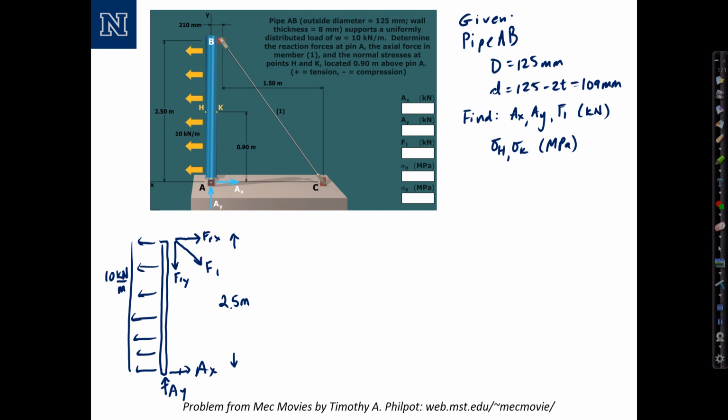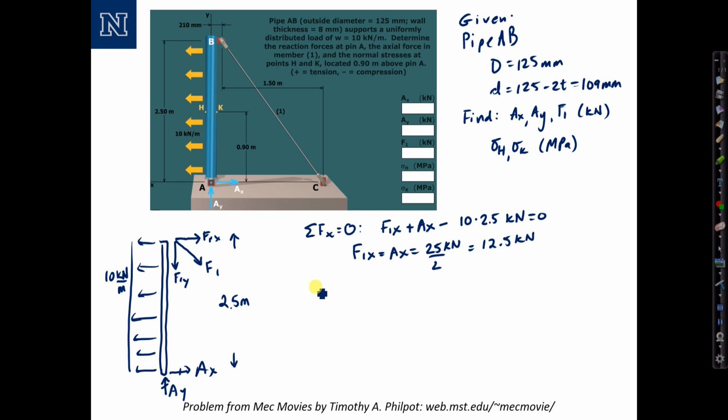Often I start with a moment equation, but this time, recognizing the symmetry in the system, I'm going to start with the sum of the forces in the x direction equal to 0. So I have F1x plus Ax minus the total force due to the distributed load, 10 kilonewtons per meter times 2.5 meters, which gives 25 kilonewtons, set equal to 0. Now recognizing the symmetry of the system, the reactions are going to be equal. So I can say F1x equals Ax equals 25 kilonewtons divided by 2, or 12.5 kilonewtons.